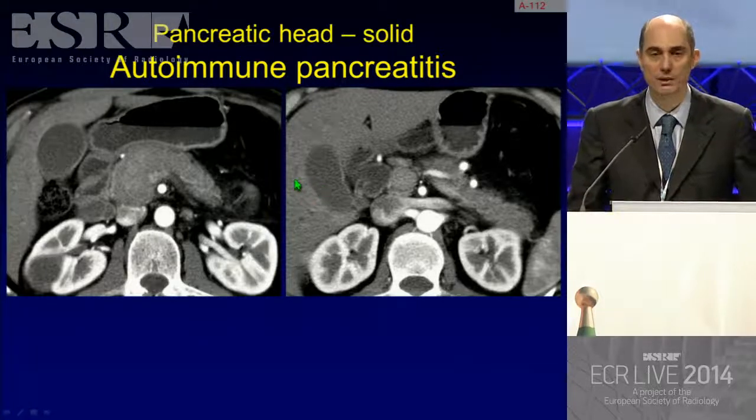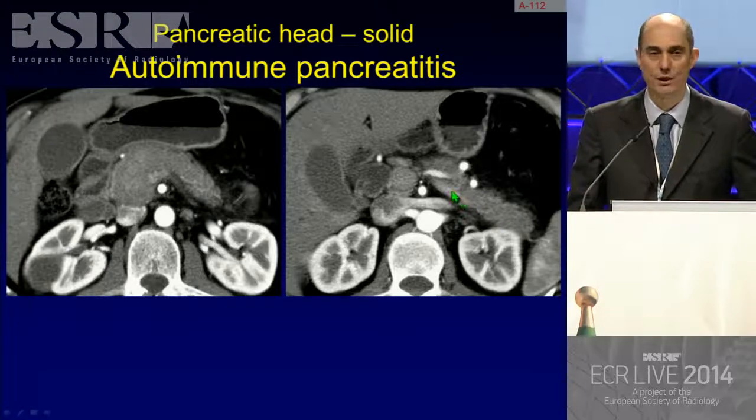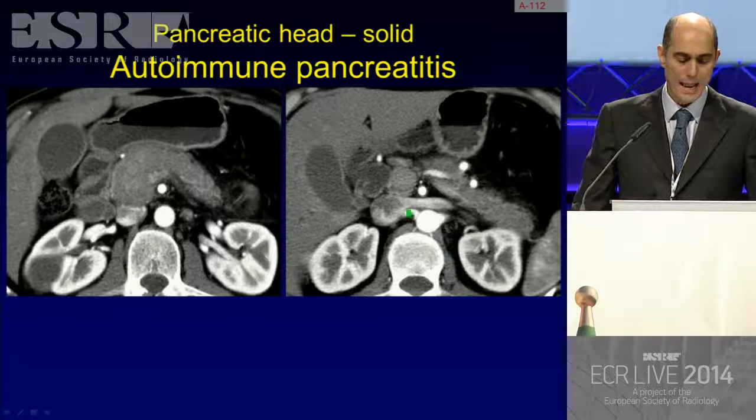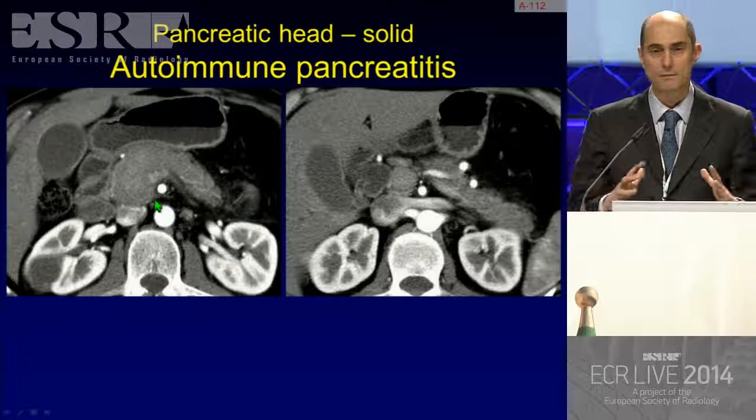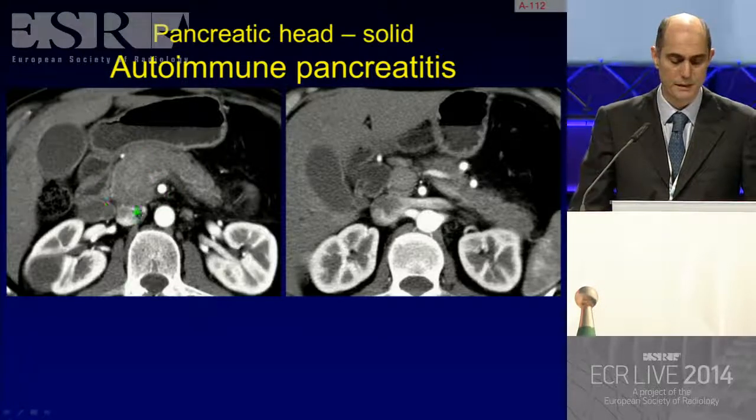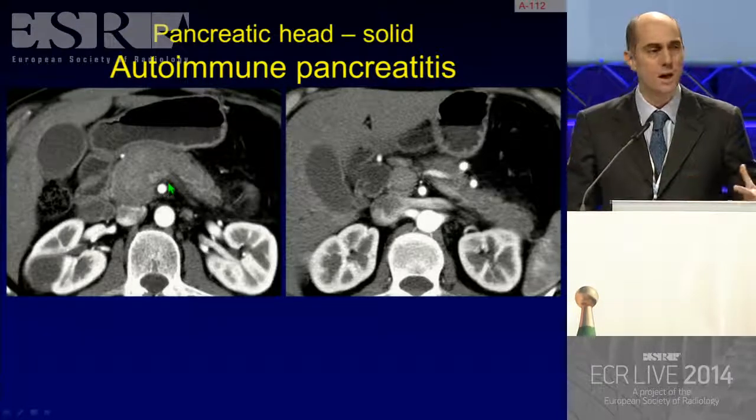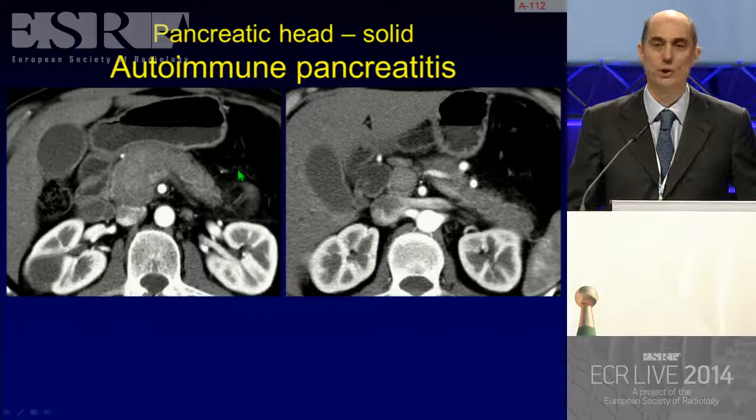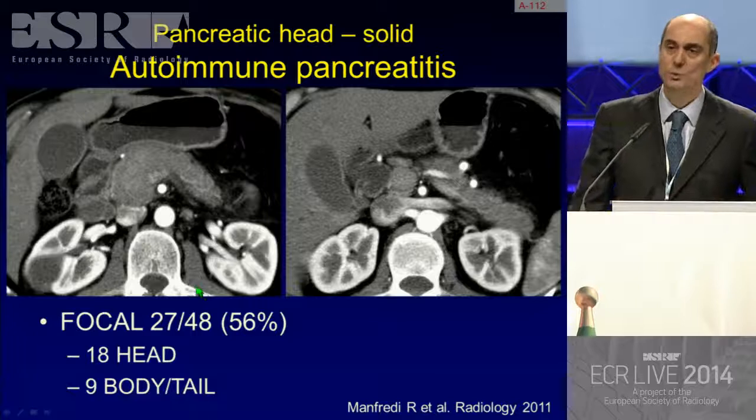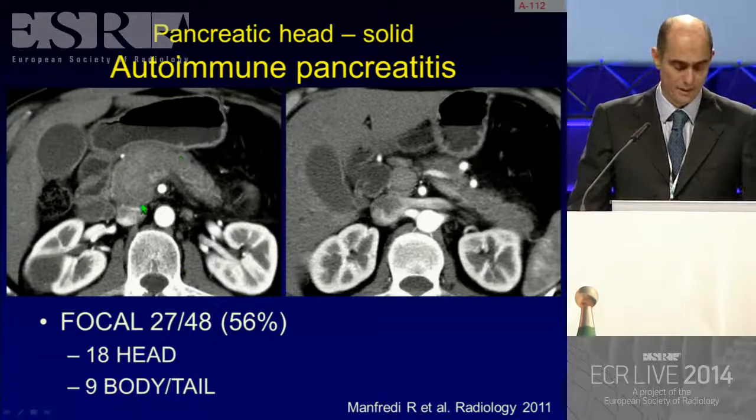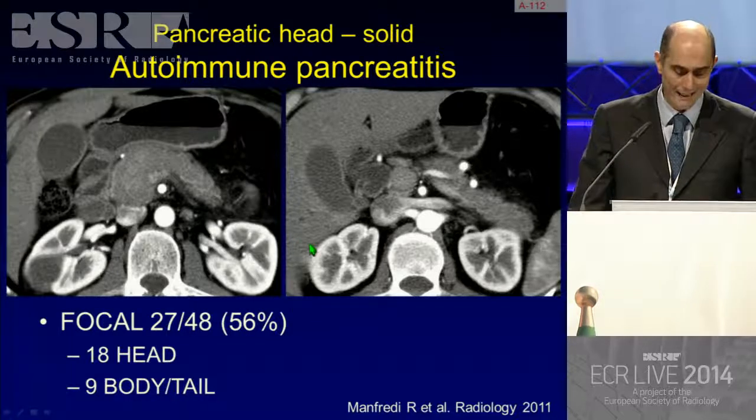Which are the clues here for the diagnosis? One, I would say there is no upstream dilatation of the pancreatic duct system. And second, you see the pancreas has a more hypodense appearance. We do not see a focal mass, but we see this enlargement and loss of the physiological lobulature of the pancreatic parenchyma. And focal forms of autoimmune pancreatitis in the Verona experience are more or less 56% and mainly located in the head of the pancreas.